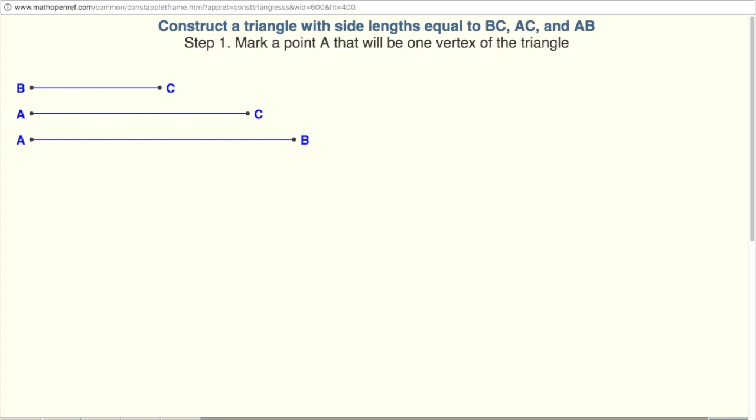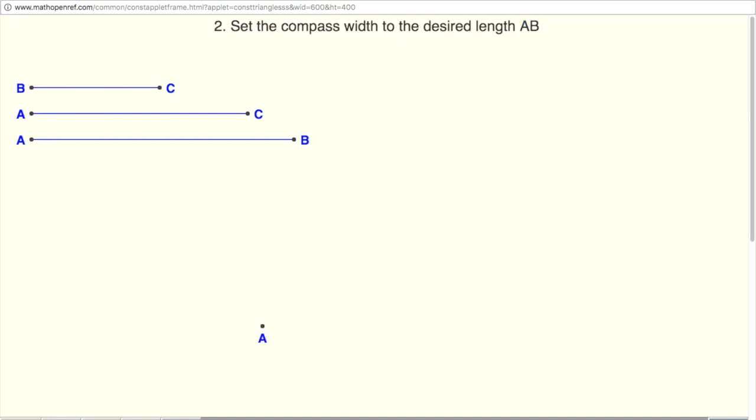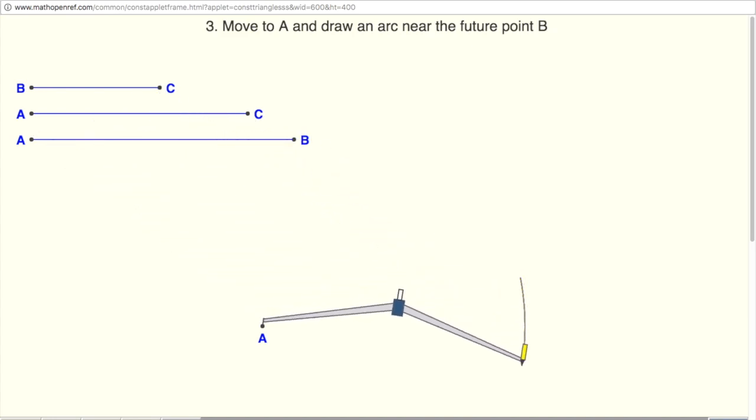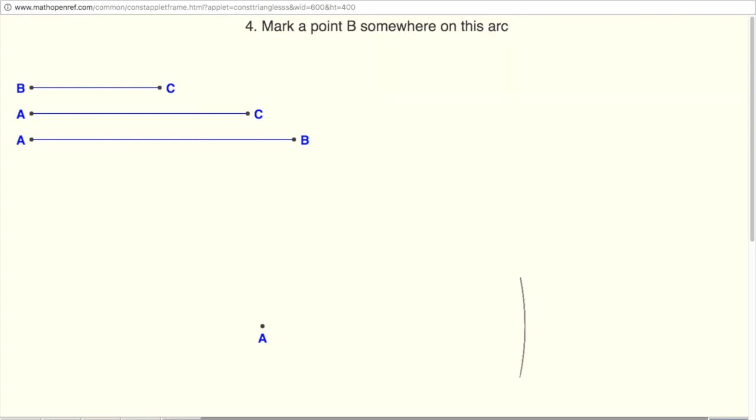Alright, so first thing we're going to do is make a triangle if we're given 3 sides. So step 1, mark point A that will be one vertex of the triangle. Remember, vertex is the corner of the triangle. Now set the compass width to the length of AB. And we're essentially going to copy a line segment here, so make an arc around where you think B should be, and then mark a point B somewhere on the arc.